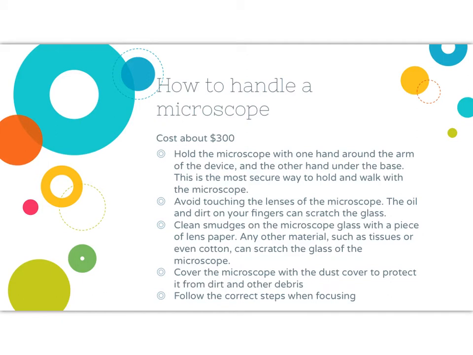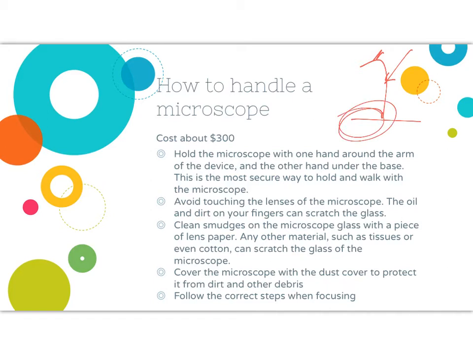So how to handle a microscope. They cost about $300, even just the ones that generally schools have. So you want to treat them fairly well, because we don't have endless budget to replace them. You can always pick it up with the arm, all right? And so that was like this piece here. And then we hold the base with our other hand, just so that two hands on the microscope.